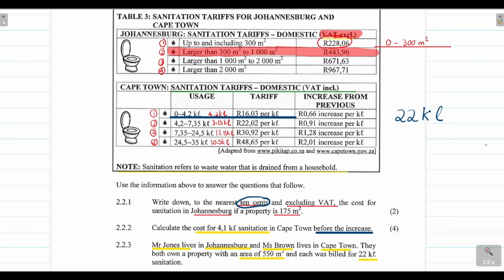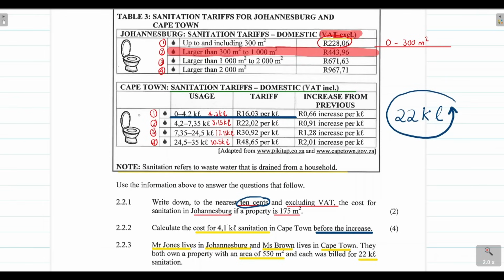Okay, so here, guys, that is why this part is very important. I mentioned that in the first block, the maximum amount of kiloliters that you can use is 4.2. Second block, 3.15 kiloliters. Third block, 17.15 kiloliters. And fourth block is 10.5 kiloliters. So we now have to add up all the kiloliters that we need from all these different blocks until we get to 22 kiloliters of water.